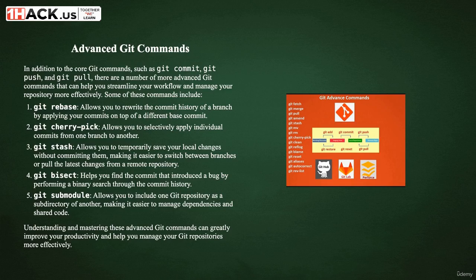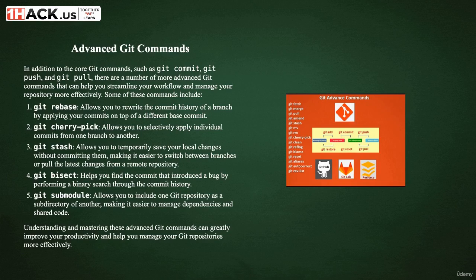Another useful command is git cherry-pick, which allows you to selectively apply individual commits from one branch to another. This can be helpful when you need to apply a specific fix or feature to a different branch without merging the entire branch. The git stash command is also a powerful tool, as it allows you to temporarily save your local changes without committing them.